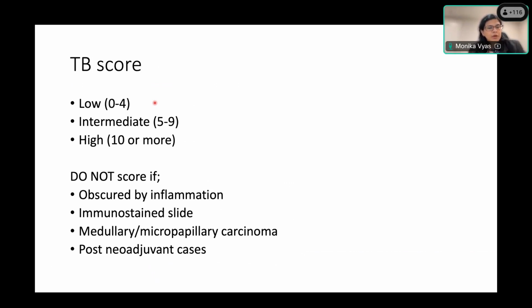Also, in a post-neoadjuvant setting, your tumor budding score might not be reliable. There are some papers which do talk about tumor budding in treated cancers as well. So if you do wish to give a tumor budding score, please mention that this has been performed on a treated case or post-NACT case.